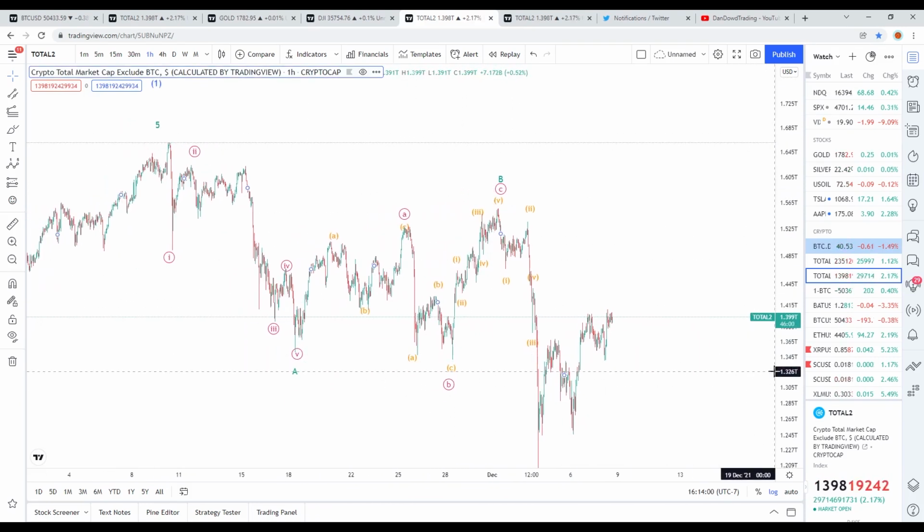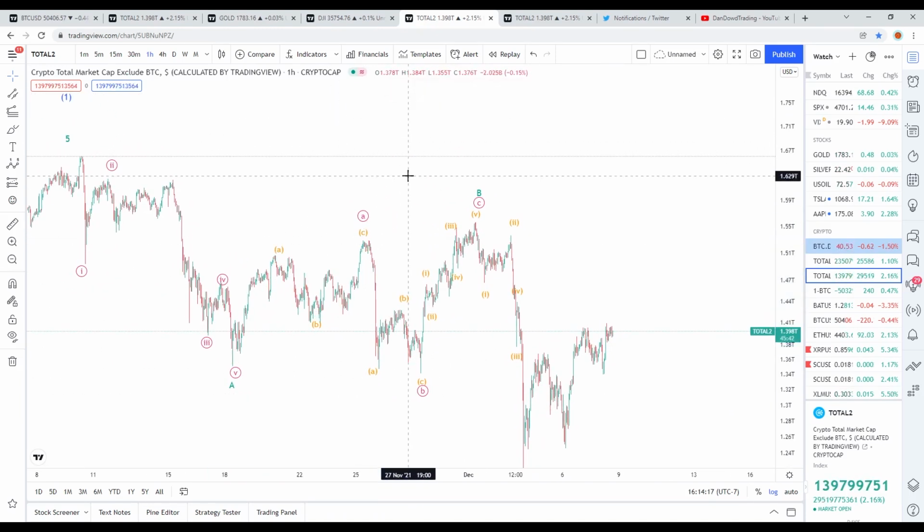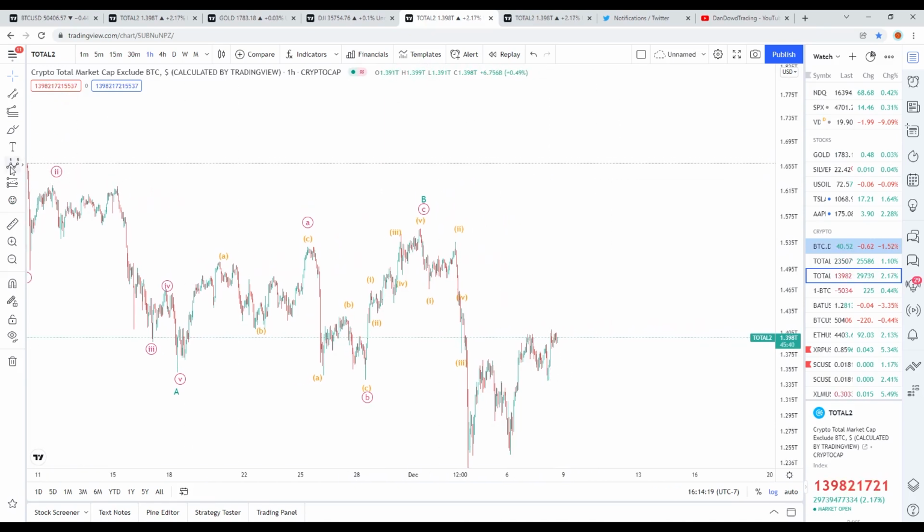But there's one problem here. Wave B goes below the origin of wave A. And when wave B goes below the origin of wave A, it must be either an expanded flat or a running flat. So I believe that this is an expanded flat, and that is when there's 3 waves up for wave A, there's another 3 waves down for wave B, and then within wave C there is 5 waves to the upside, which completes minor wave B as an expanded flat.